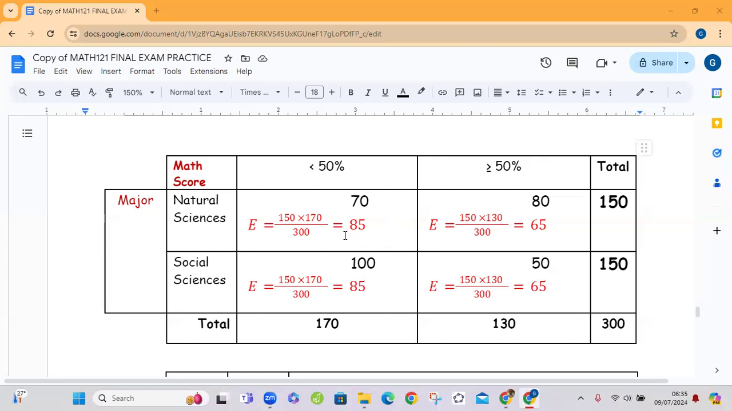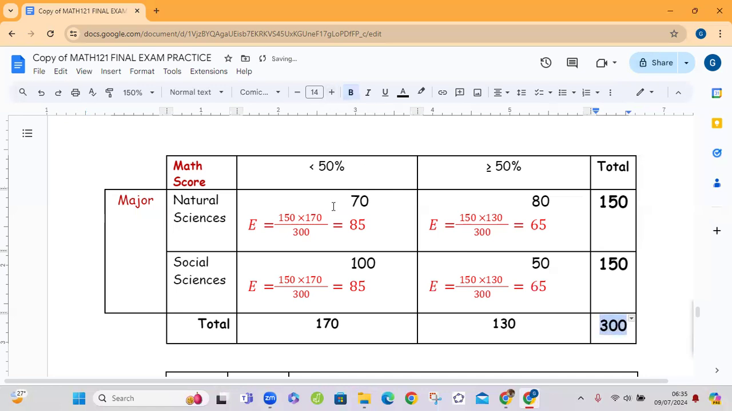So the expected value is the row total times column total over grand total. The row totals are 150 and 150. Column totals are 170 and 130. That is 70 plus 100, 80 plus 50, 70 plus 80, 100 plus 50. So that's all the totals, the row totals and the column totals, and for the grand total, you can either add the column totals or add the row totals. Either way, here's the grand total.